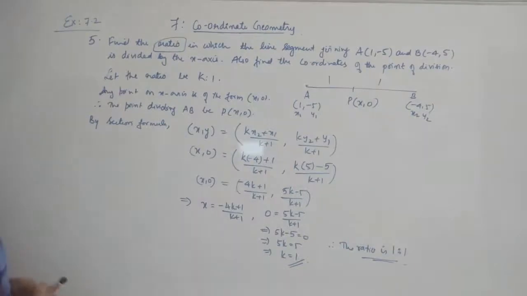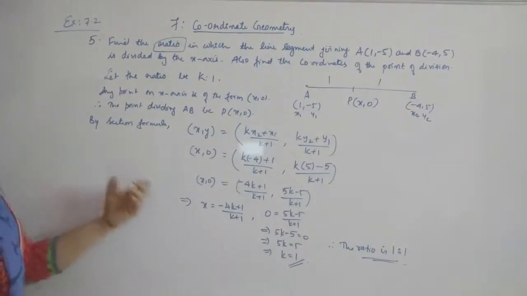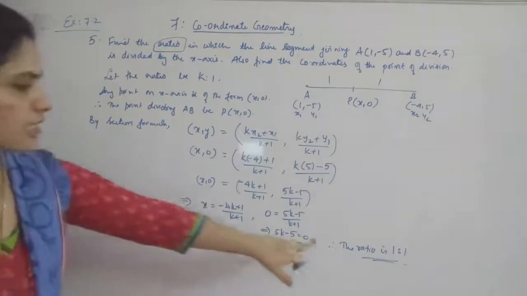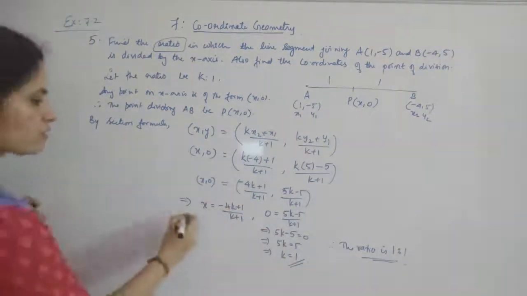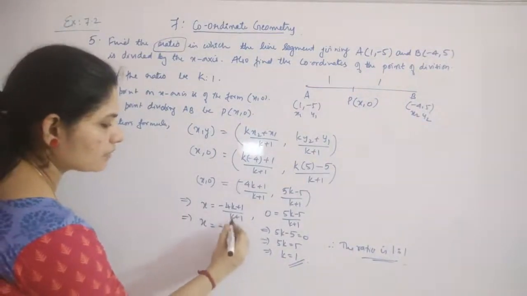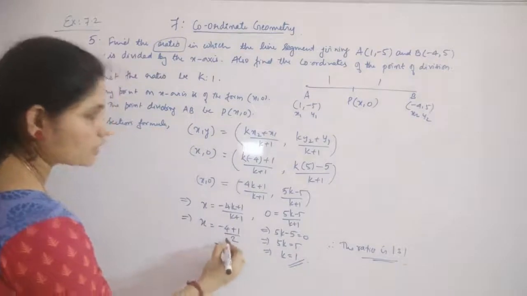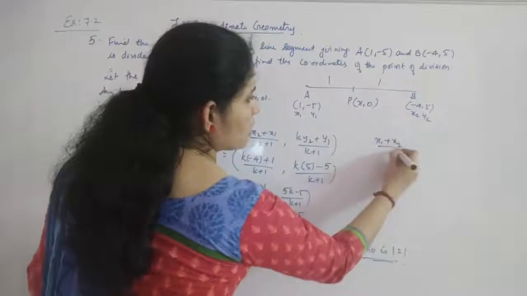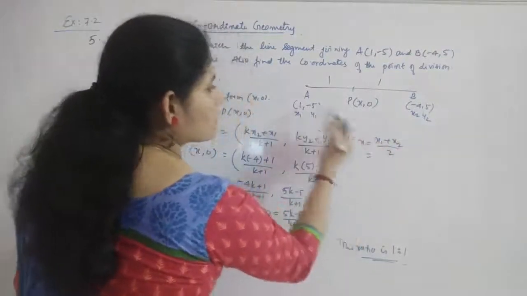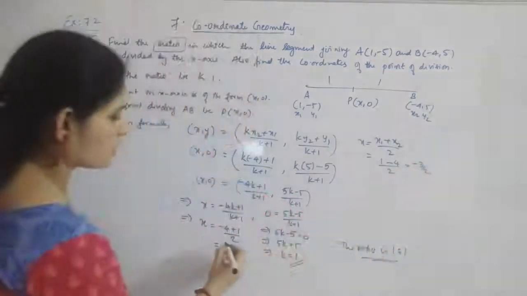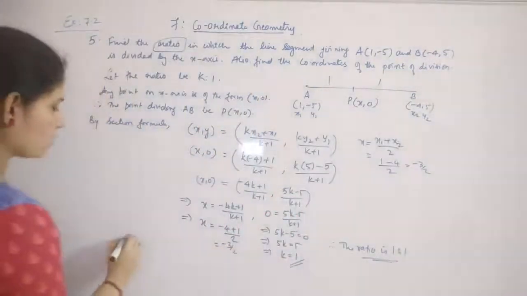Now if P is the midpoint, in order to get the first coordinate you can use the midpoint formula also, that is x1 plus x2 by 2 will also give you the answer for your x, or else you replace the value of k here, that will also give you your x value. So it is minus 4 into k, which is 1, plus 1 by k plus 1, which is 2, so minus 4 plus 1, that gives the same formula. If you are taking x1 plus x2 by 2, it is the same thing. x1 is 1, x2 is minus 4, so 1 minus 4 by 2, which is minus 3 by 2. Here also you are getting minus 3 by 2.